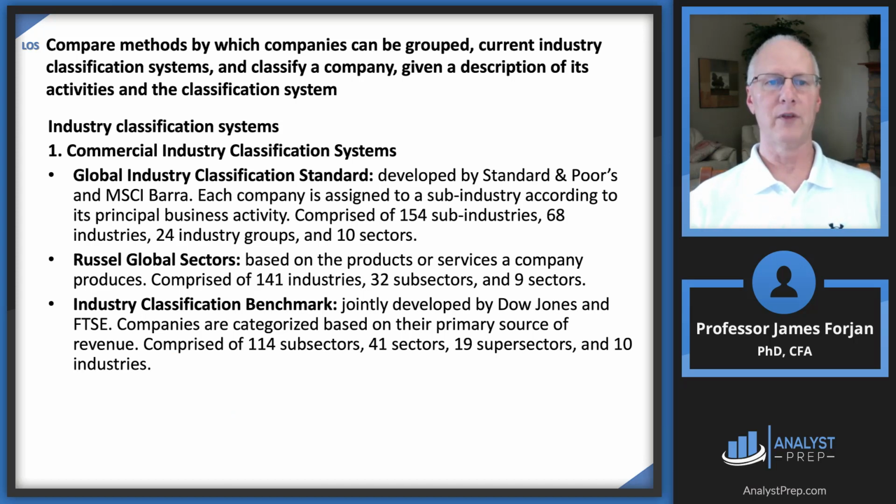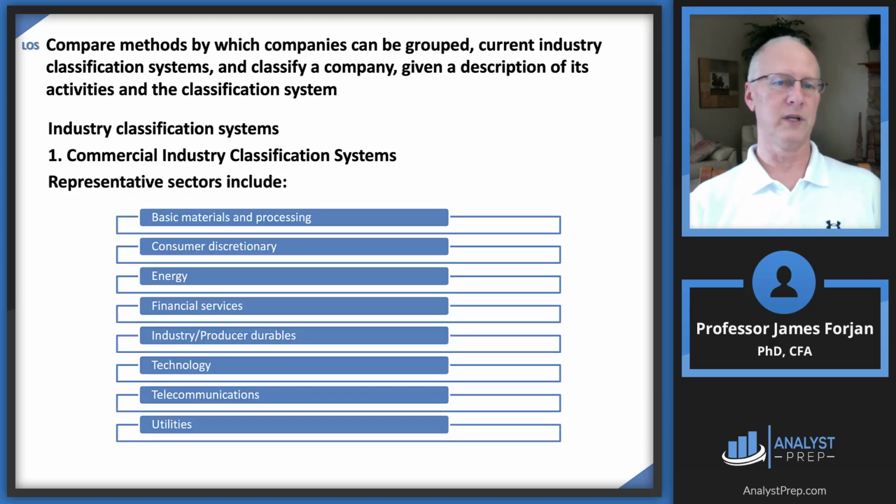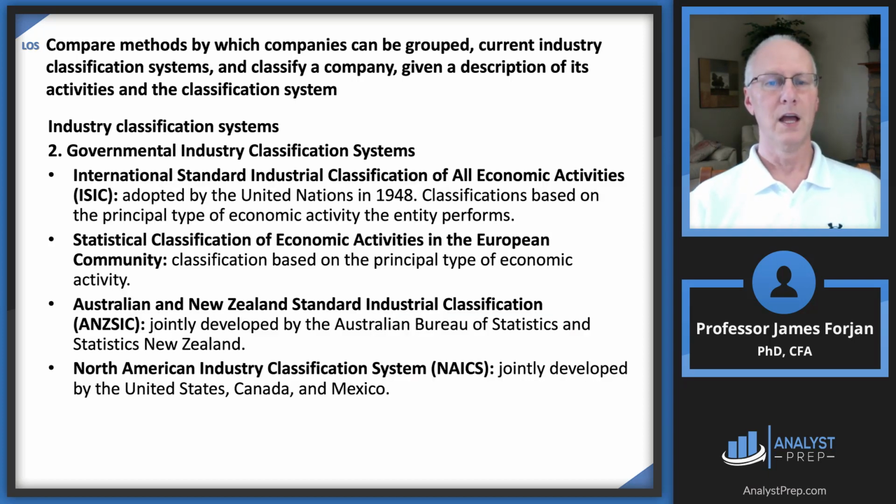How about an LOS that asks us to look at industry classification systems? And this is really just a method for you to memorize. These are definitions. There are global industry classification standards. There's the Russell global sectors, and then the industry classification benchmarks. Here are some examples of some classified industries: materials and processing, energy, technology, utilities. And then there are government industry classification systems.